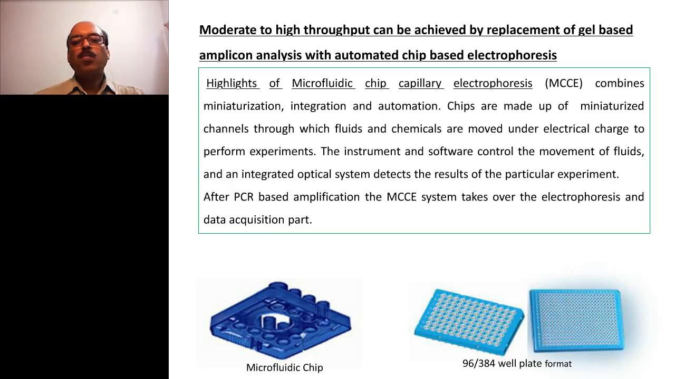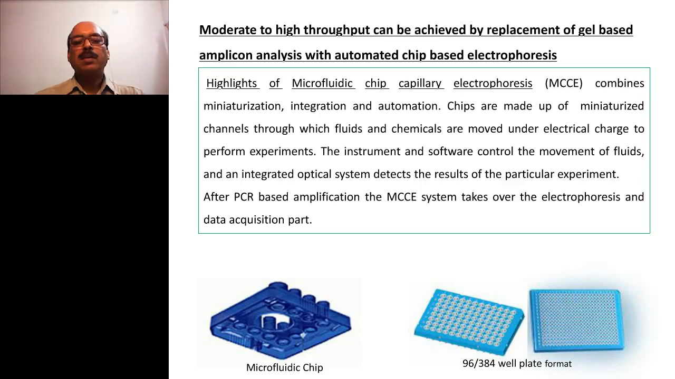So eventually what we learned from this was that it is critical to have a nice, very efficient system at the stage of genotyping. The system which we used is based on microfluidic chip capillary electrophoresis, which is essentially a miniaturization of what we call agarose gel, but everything is miniaturized and automated. The instrument and software control the movement of fluids through these optical channels, and with the help of laser, the movement of DNA bands is detected and recorded. So essentially this system takes over the electrophoresis and data acquisition part.